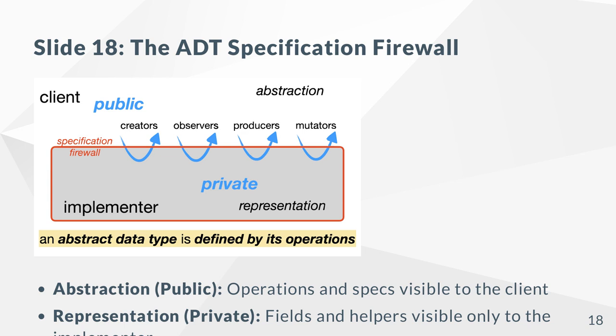On the right side of the wall is the implementer zone. This is where the implementation lives. The implementer sees the representation, the private fields, the helper methods, and the internal data structures. The wall itself is the specification. It is the only channel of communication between the two sides. The client cannot reach over the wall to grab a field. The implementer can change the entire right side as long as the public specification on the wall remains the same. This decoupling is the whole point. The client and implementer can work independently, each trusting only the specification.